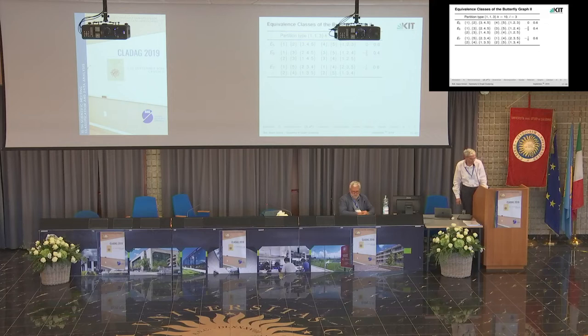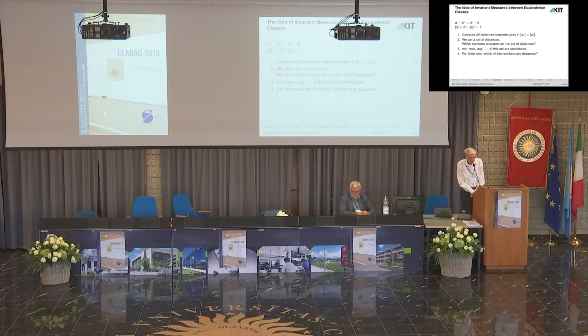Now, how do we really compute invariant measures between equivalence classes? A very simple idea which works for small permutation groups is we simply compute all distances between the pairs in S1 and S2, and then we get a set of distances. Some numbers characterize this set of distances, and they are invariant under the transformations. The usual candidates for this are the minimum of the values, the maximum, and the average. And for finite sets, which of these numbers are really distances?